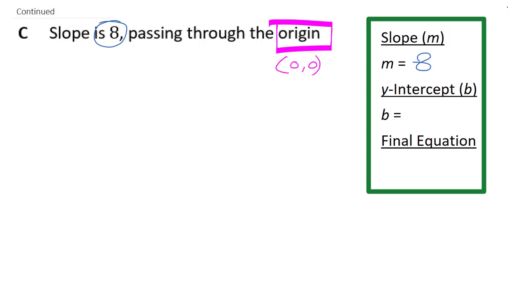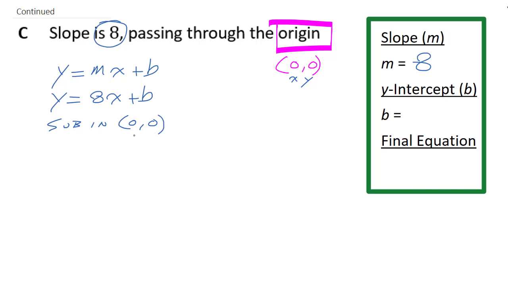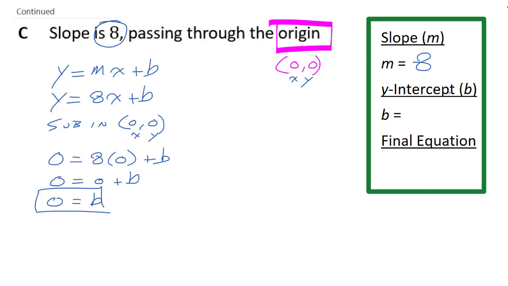Now, you can shortcut this really quickly, but let's say we don't know what the shortcut is, right? What do we normally do? We have to take our equation, y equals mx plus b. We sub in the slope, y equals 8x plus b, and then we sub in the point. So we're going to sub in 0, 0. So y is 0, 8 times x is 0, plus b. Well, what do you got? 0 equals 0 plus b, so b equals 0. All right, so b is 0.